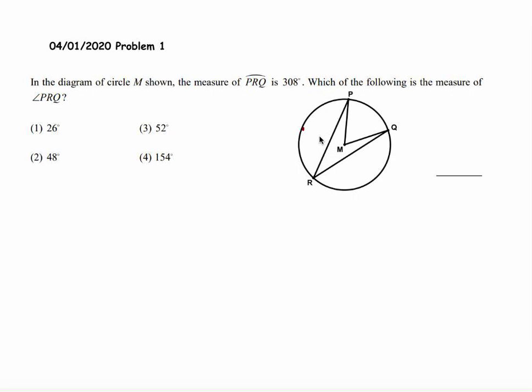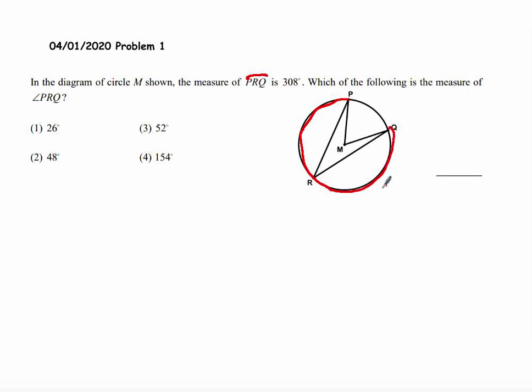All right, so in the diagram of circle M shown, the measure of arc PRQ is 308. This curve symbol is the arc measure. Which of the following is the measure of angle PRQ? So this is given: arc PRQ is 308.